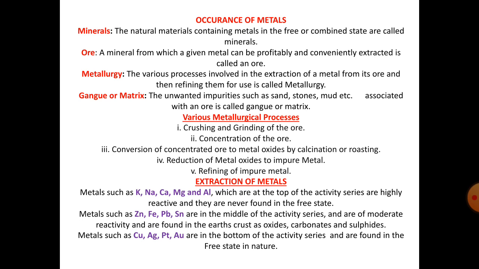If we remember the activity series, there are some metals such as potassium, sodium, calcium, magnesium and aluminium which are at the top of the activity series. These are highly reactive and they are never found in the free state. Again, in the middle, there are metals such as zinc, iron, lead and tin. These are of moderate reactivity and they are not found in the free state, but they do exist in the Earth's crust as oxides, carbonates and sulfides. Again, at the bottom of the reactivity series, there are metals such as copper, silver, platinum and gold. These metals are found in the free state in nature.